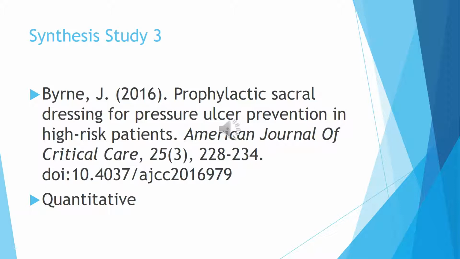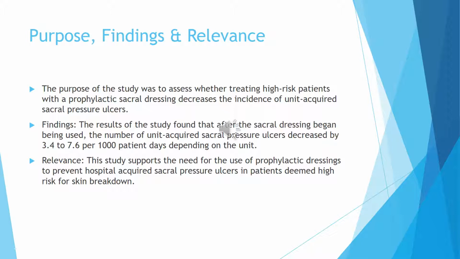Synthesis Study 3. Prophylactic sacral dressing for pressure ulcer prevention in high-risk patients. A quantitative study. The purpose, findings, and relevance of this study. The purpose of the study was to assess whether treating high-risk patients with a prophylactic sacral dressing decreases the incidence of unit-acquired sacral pressure ulcers.